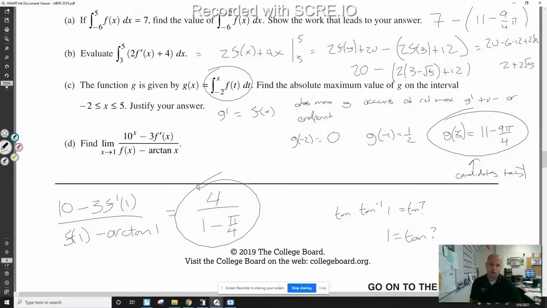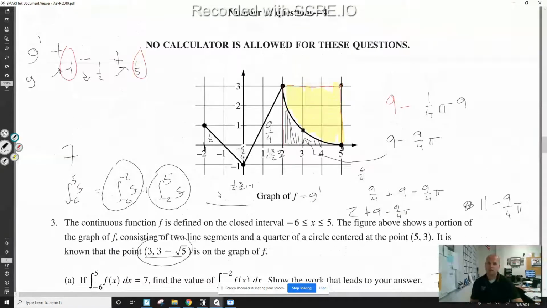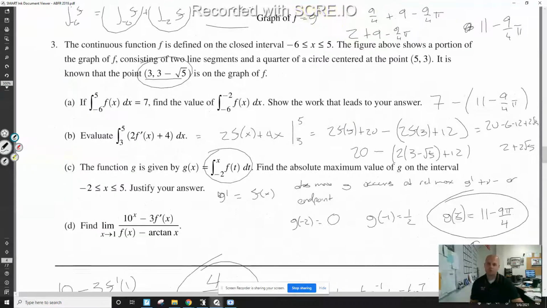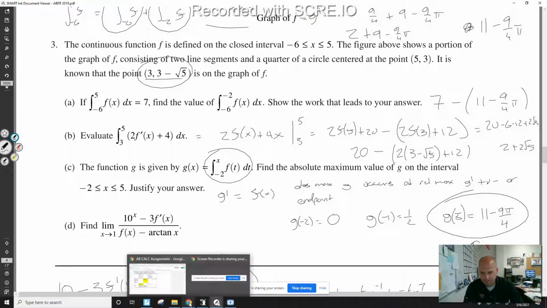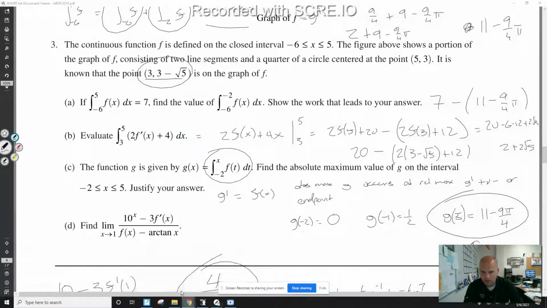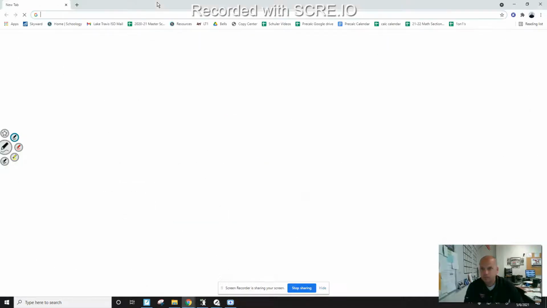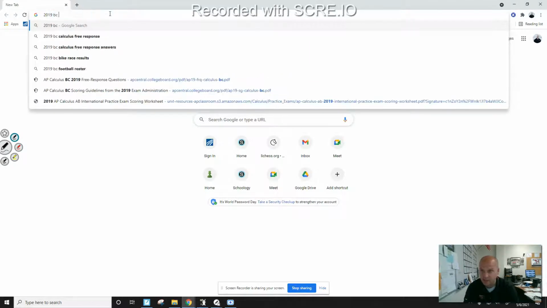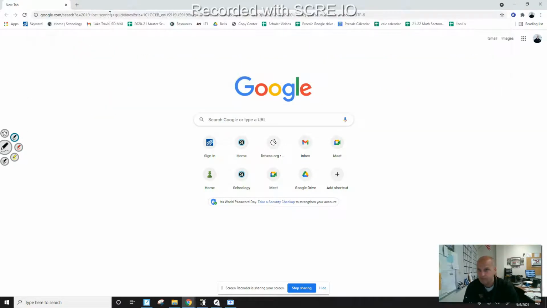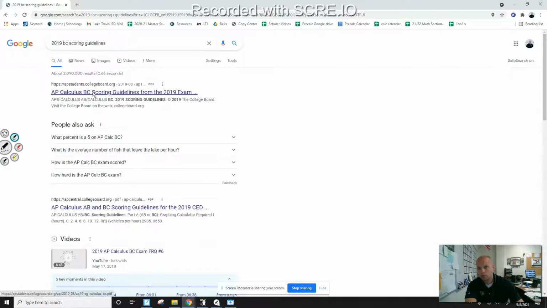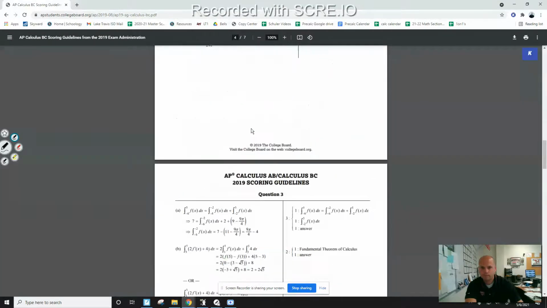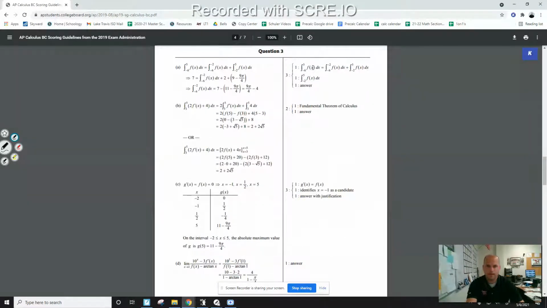This is one of the hardest question 1s I've ever seen. Oh, question 3s. So this is like the first question of the no calculator part. Let's see how we did. 2000... yeah, I'll even prove it to the BC students right here. 2019 BC scoring guidelines. Number 3. Yep, there it is.